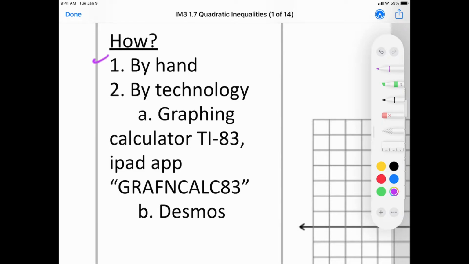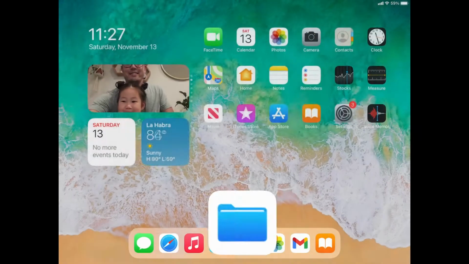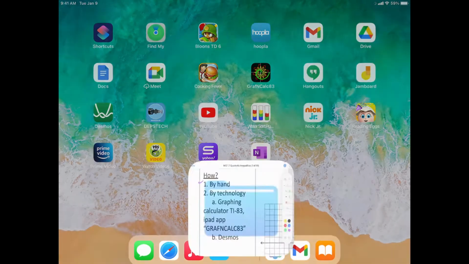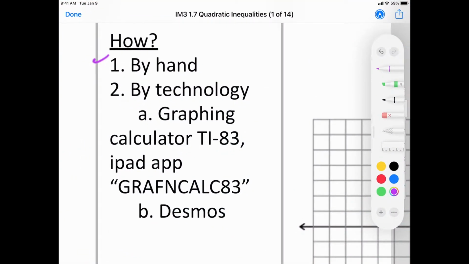But you can use technology, and I'm going to show you guys a graphing calculator, which is like a TI-83. It's my iPad app called Graph and Calc 83. That's how it's spelled in the iOS App Store. Graph and Calc 83 right there in the black with the spiral and the flower. And then you can also use the Desmos app, which I'll try to show you guys on a couple of those.